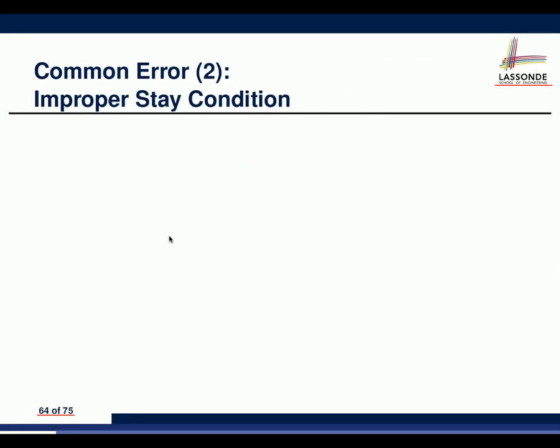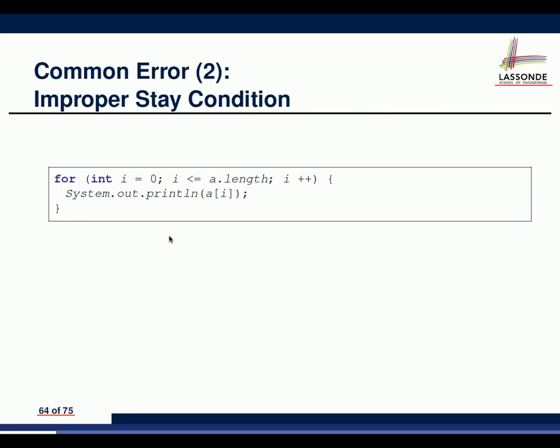Let's see the second one. The second one is actually quite easy. If you look at this code, what's wrong with it? If you look at the initial value, the state condition, and also the updates for the loop, can you spot anything?